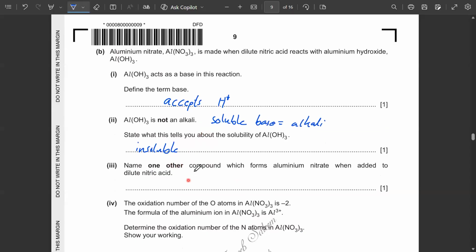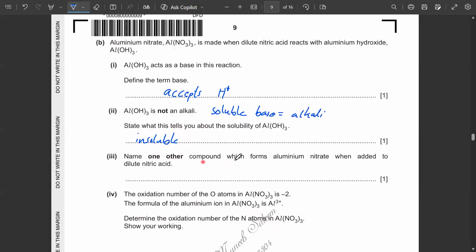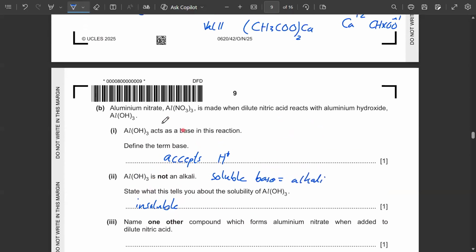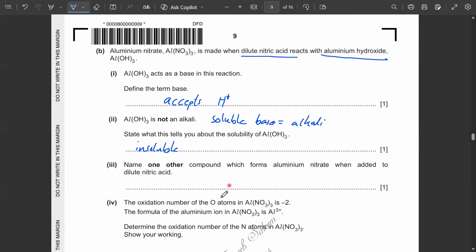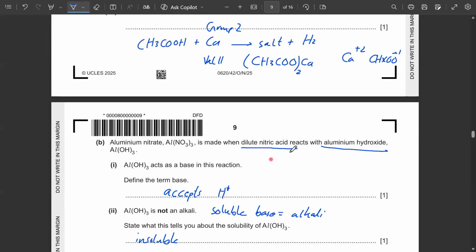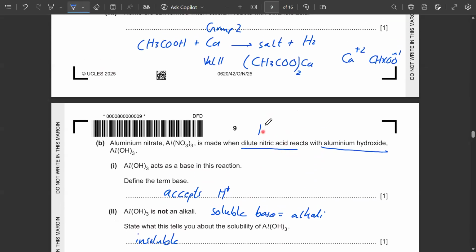Name one other compound which forms aluminum nitrate when added to dilute nitric acid. So in the question they said aluminum nitrate was formed when dilute nitric acid reacted with the aluminum hydroxide, Al(OH)3. So other than aluminum hydroxide, which other aluminum compound can react with dilute nitric acid? Since this is an acid, HNO3, we need to react it with a base. Acid must react with a base to form the salt. Salt is the aluminum nitrate.